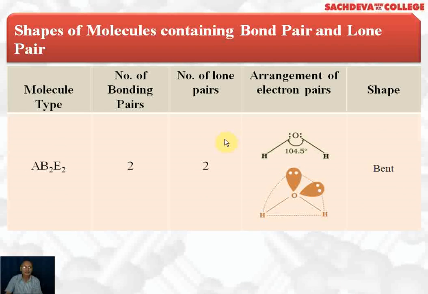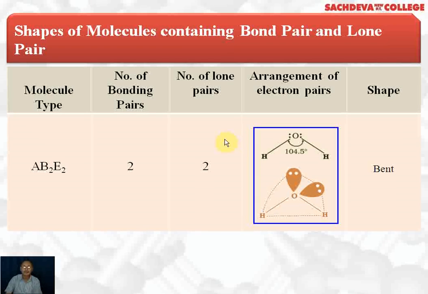Next we are going to take up AB2E2 type. There are 2 bonded pair of electrons and 2 lone pairs of electron. Example is water. Shape is bent molecule or angular molecule or V-shaped molecule. Here bond angle is 104.5 degree. Why it is 104.5 instead of 109.5 degree? Reason is there are 2 lone pair of electron and bond angle approximately decreases by 2 degree per lone pair of electrons.